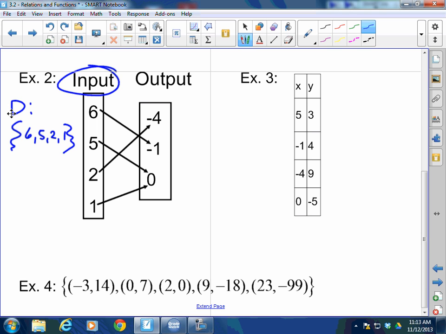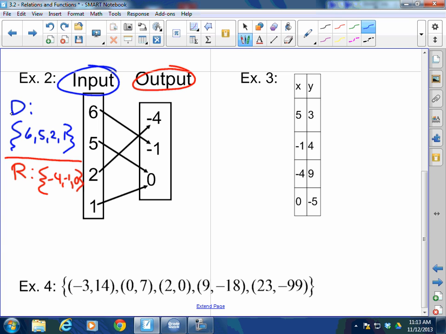What's my range here for this mapping diagram? Negative 4, negative 1, and 0. Why? Because those are my output values. How about, for example, 3?